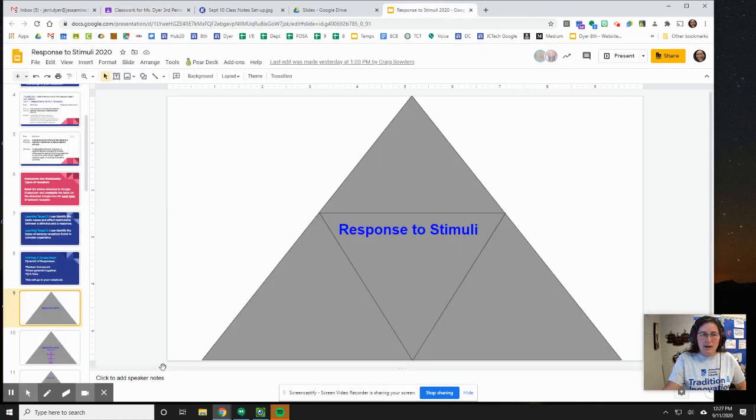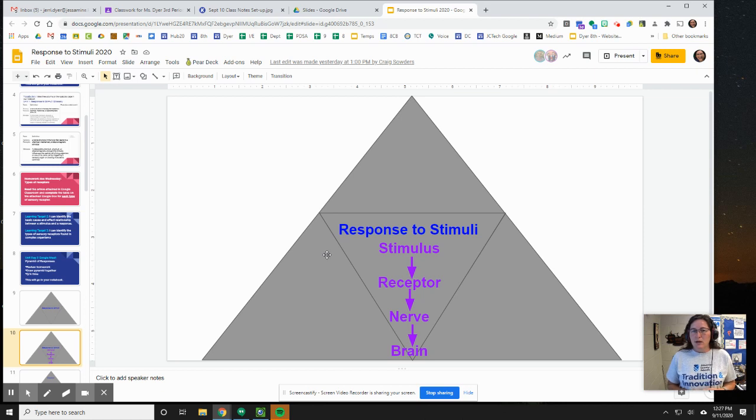Now that you have your notebook set up, we're going to go through this pyramid that will help us to understand how a response to a stimulus occurs. So we're going to start out here by working in the very middle part, working on the response to stimuli. So anytime that there's a stimulus that your body interprets or takes in or detects, there's a basic pathway that your body will go through in order to process that stimulus and then end up having a response.